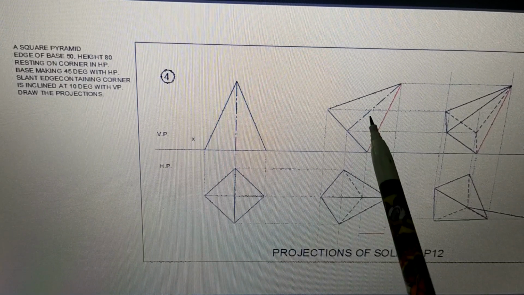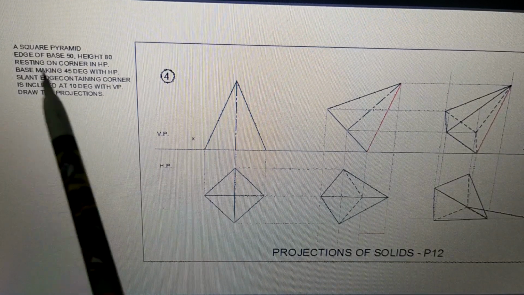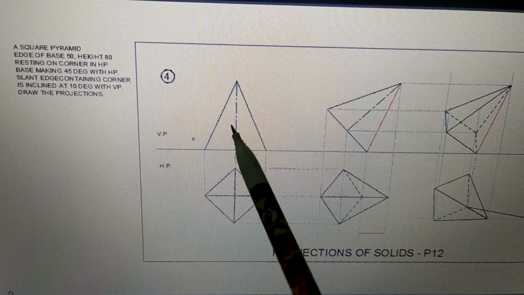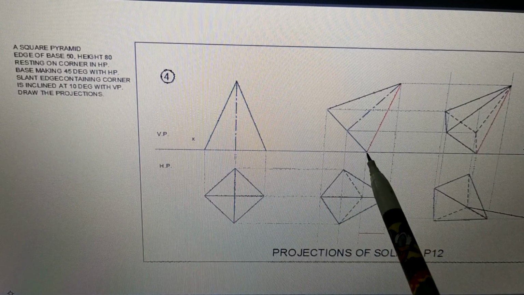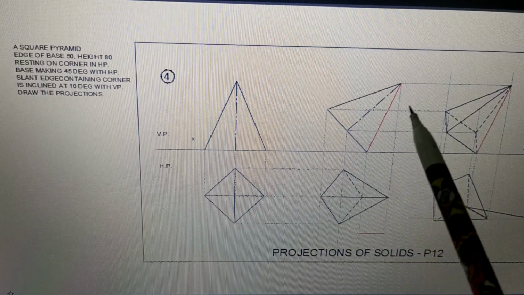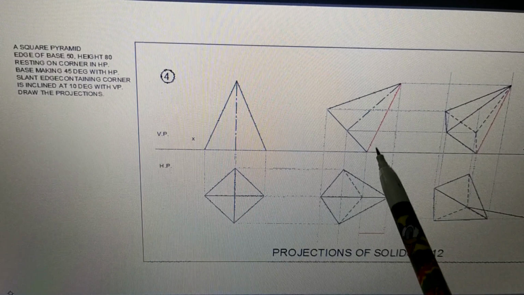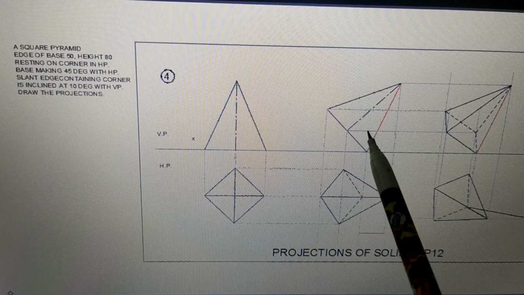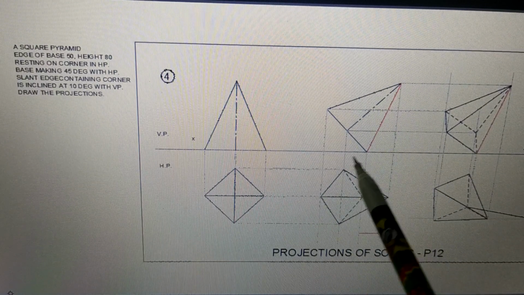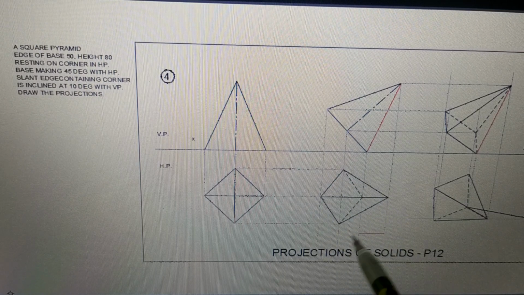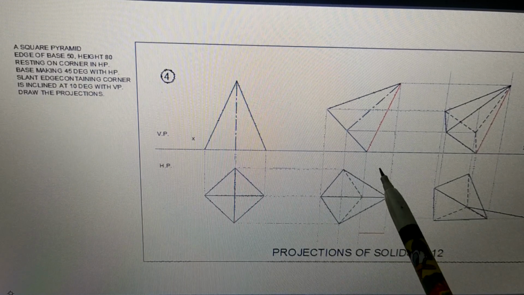Now this solid is repeated here with the base making 45 degrees. So draw this base at 45 degrees and repeat this figure here. The corner on which it is resting is here, and this is the edge which is containing the corner on which it is resting. So once you draw this front view, if you see from top, this is going to be the top view. So you can project all the points and draw this view. So up to here it is very clear.